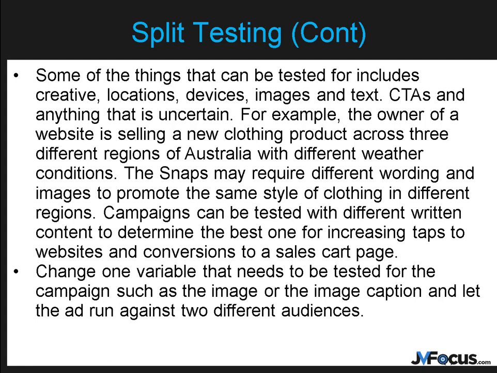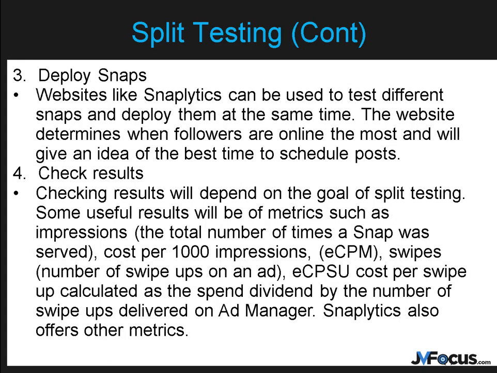Change one variable that needs to be tested for the campaign, such as the image or the image caption, and let the ad run against 2 different audiences. Deploy snaps. Websites like Snapalytics can be used to test different snaps and deploy them at the same time. The website determines when followers are online the most and will give an idea of the best time to schedule posts. Check results. Checking results will depend on the goal of split testing.